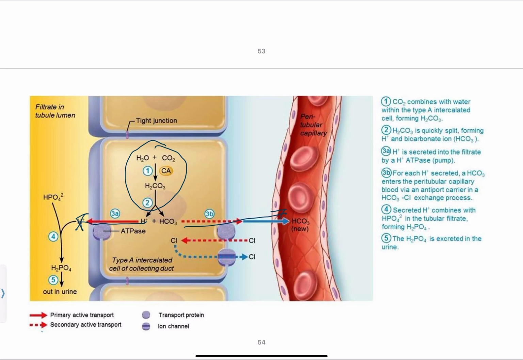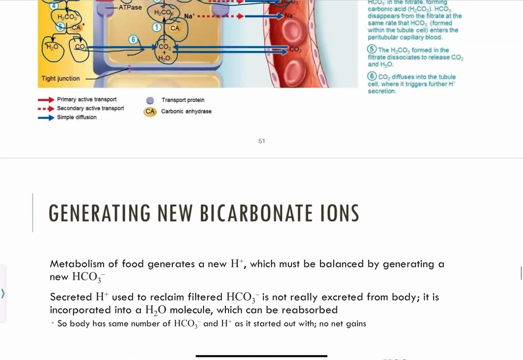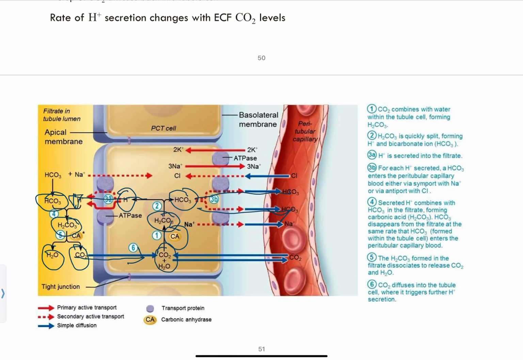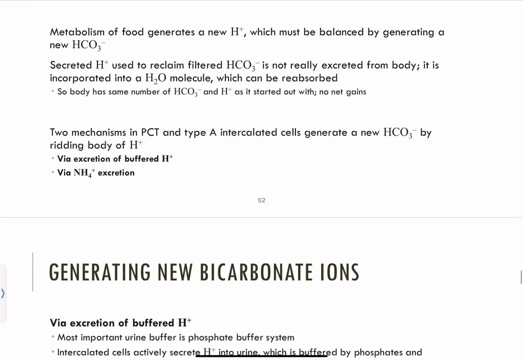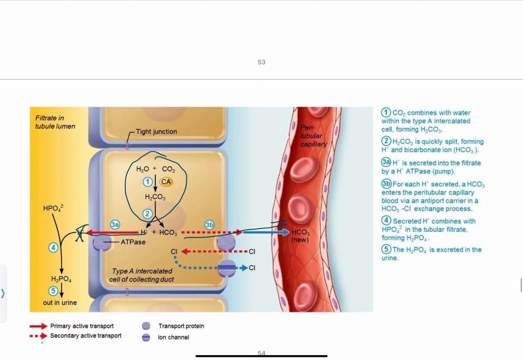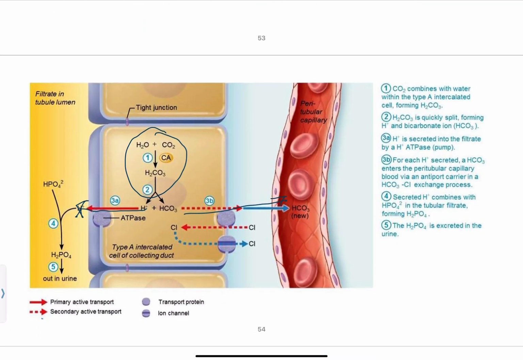So if you notice, we're taking carbon dioxide in this case that's being generated from cellular metabolism in order to produce the bicarbonate ion. Previously, when we looked up here, the carbon dioxide that we were producing the bicarbonate ion from was coming from our filtrate. So that's the difference, and this is how we can generate new ones, not by recycling, but by taking the carbon dioxide from cellular respiration and turning it into a brand new bicarbonate ion to get it into our bloodstream.